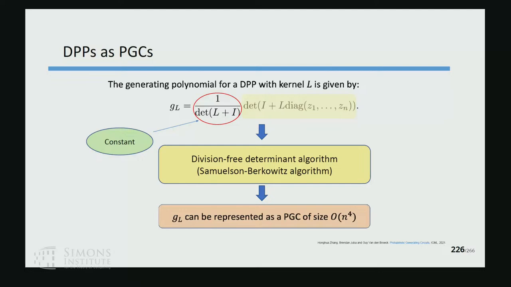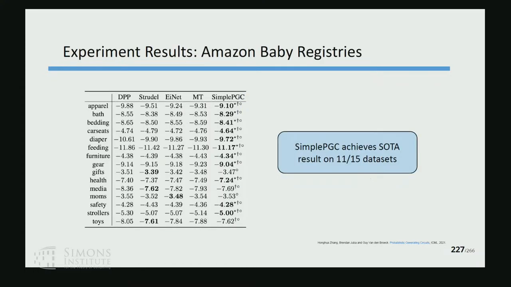And in the literature, again, you can find some really nice division-free determinant algorithms. Samuelson Berkowitz is one choice you can make. And now you can actually get hold of a circuit representation of your determinantal point process in polynomial time and with obviously polynomial size. So this is neat. Now we have a language that captures all probabilistic circuits, all determinantal point processes. If you actually do this from a machine learning perspective, you can also train these models from data and actually get state-of-the-art likelihoods on some of these benchmarks.